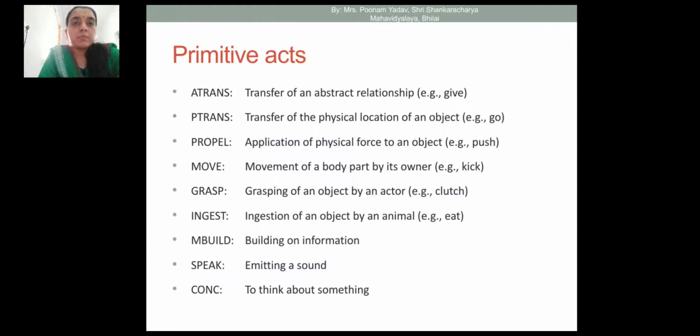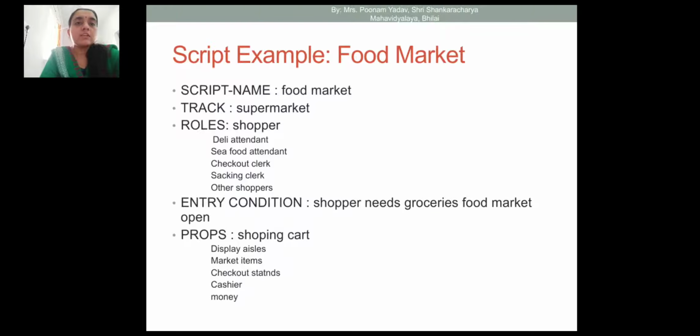These are the primitive acts like physical transfer, abstract relationship, physical relationship, give or go. These are the transmissions which are used. Now, an example of a food market. Suppose we are going to a grocery market to buy some grocery items. I have money and I need some grocery items, so I went to the food market.